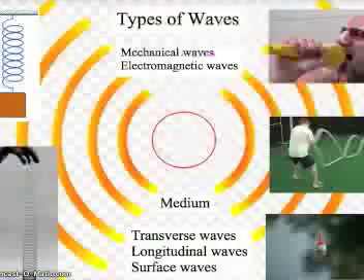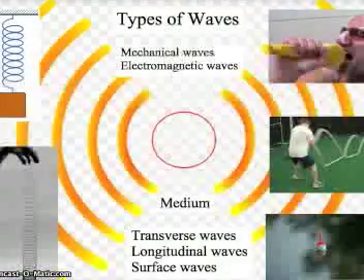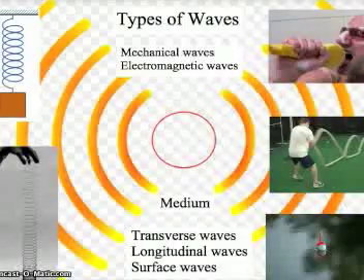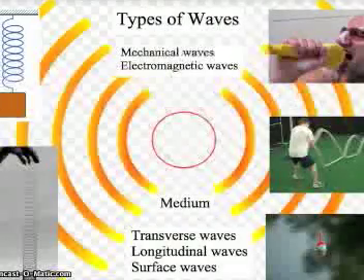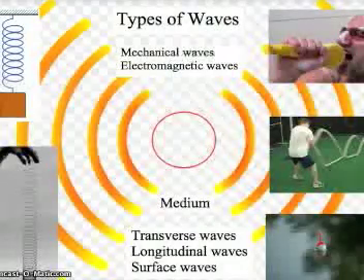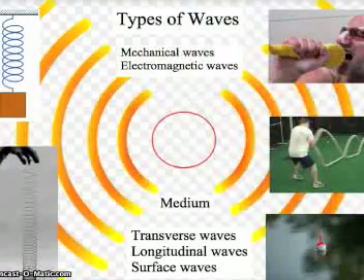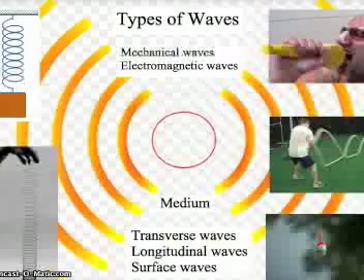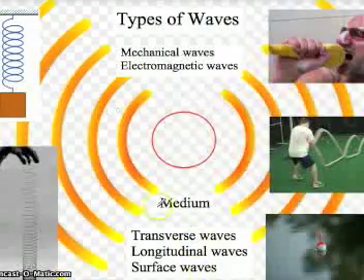This one is about waves. Here are the questions. Let's talk about what a wave is and types of waves. Waves are disturbances that carry energy through matter or space. Most waves are going to travel through some kind of medium.